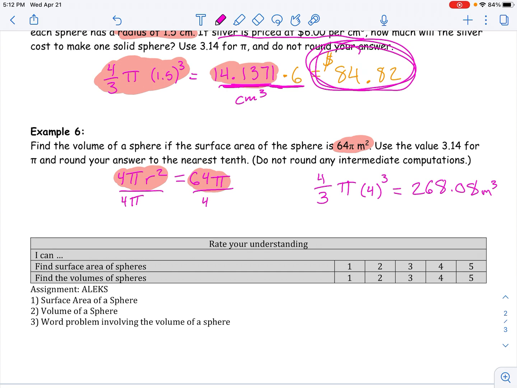So divide both sides by 4 pi, and we get r squared equals, those cancel, 64 divided by 4 is 16, so that means r must equal 4, and that's what I plugged in. Over here I plugged in a 4 for my formula for volume, and I got out 268.08 meters cubed.